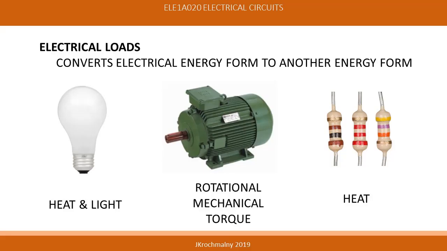As mentioned previously, loads convert one form of energy to another. Lamps convert electrical energy into heat and light. Motors convert electrical energy into rotational mechanical torque. Circuit resistors convert the electricity into heat and slow the current down as the current passes through them.